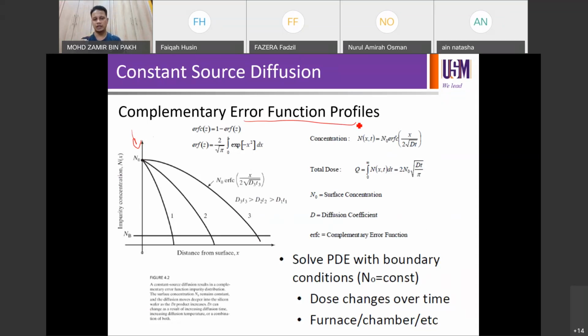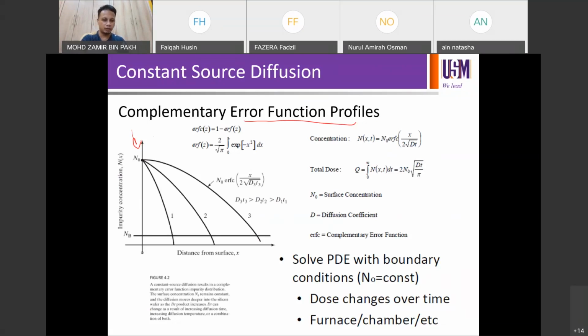And you can only get this if you run a constant source diffusion process. So we're going to see the next profile, right? If you run this constant source, you only get a complementary error function profile which governs the formation of your profile, right?